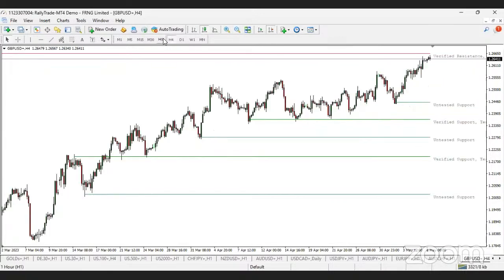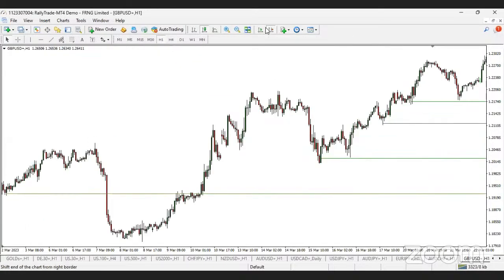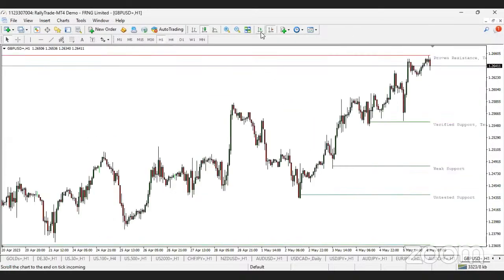On the H4 time frame, price is at resistance. So we need a reason to buy or a reason to sell. If you are waiting for a reason to buy, because price is at resistance, you need a breakout and retest of that resistance. Very simple. Breakout and retest of that resistance, you enter a buy of British pound.